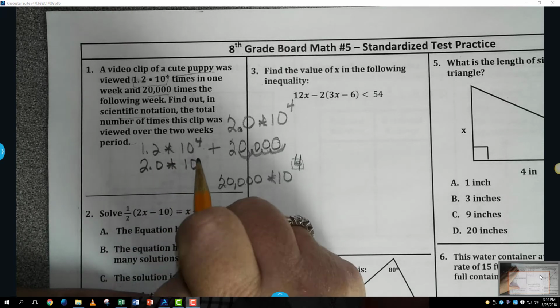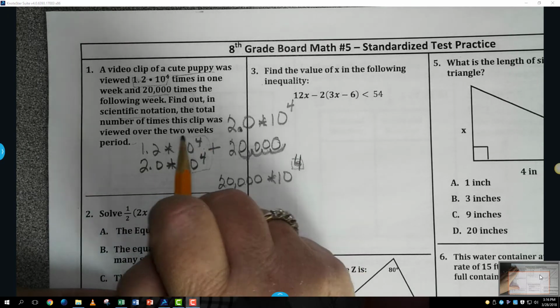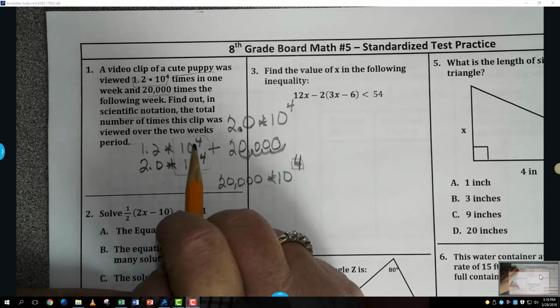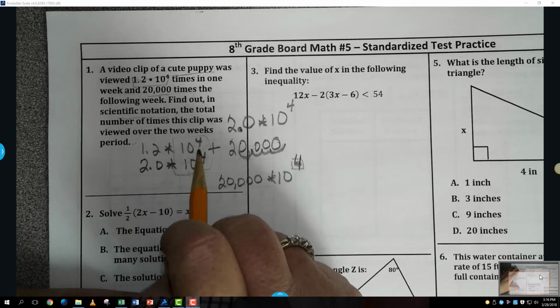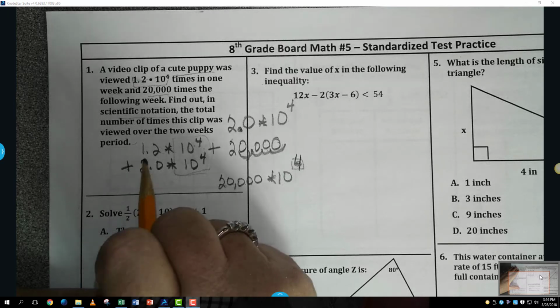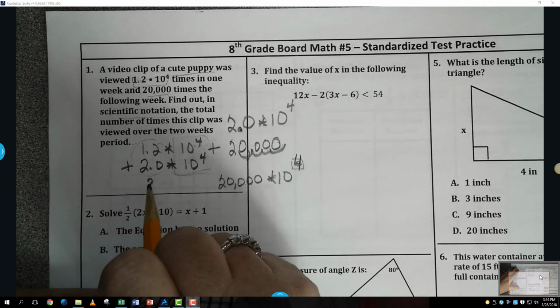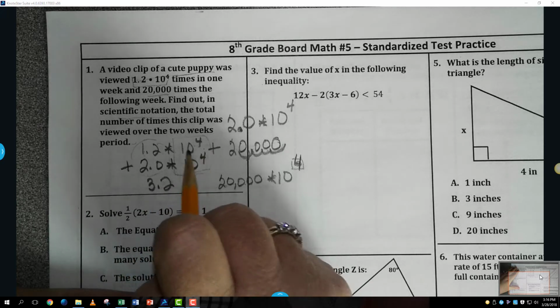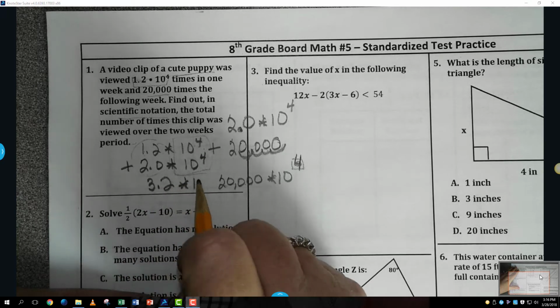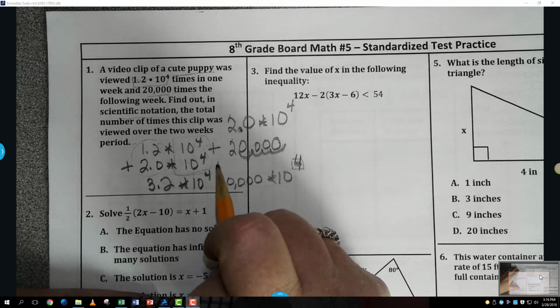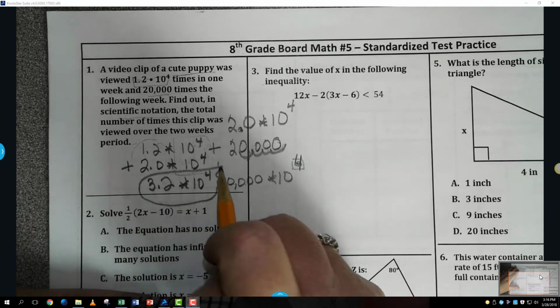In the last video, I explained that if this part is exactly the same, the same exponent on the 10, then all you need to do is add this. So 1.2 plus 2 is 3.2, and then I leave this part the same, times 10 to the 4th. Okay.